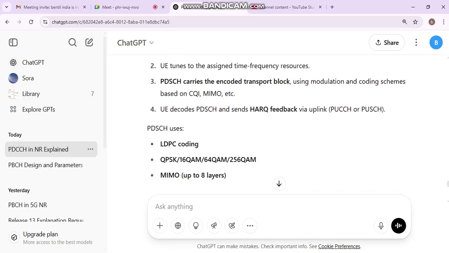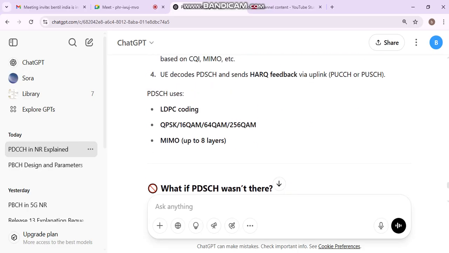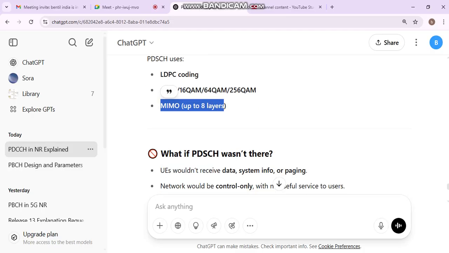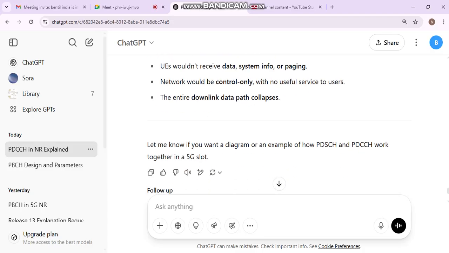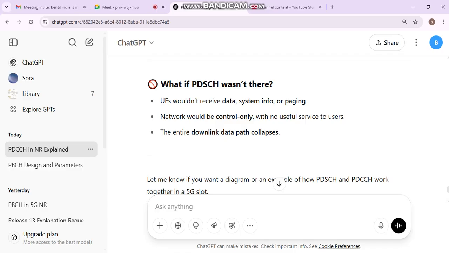So what does PDSCH use? It uses LDPC coding, QPSK, 16 QAM, 64 QAM, 256 QAM, and MIMO up to 8 layers. So what if PDSCH wasn't there?